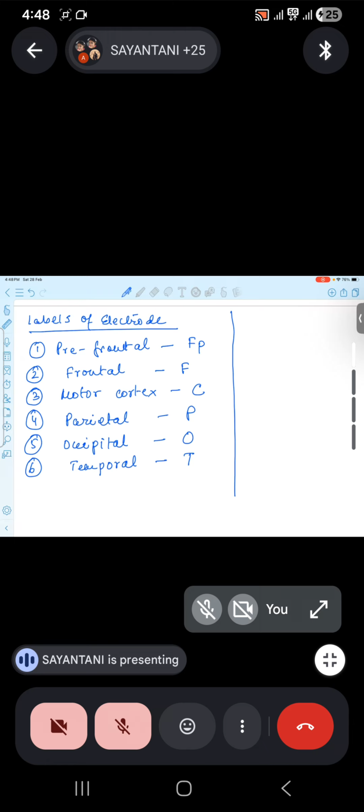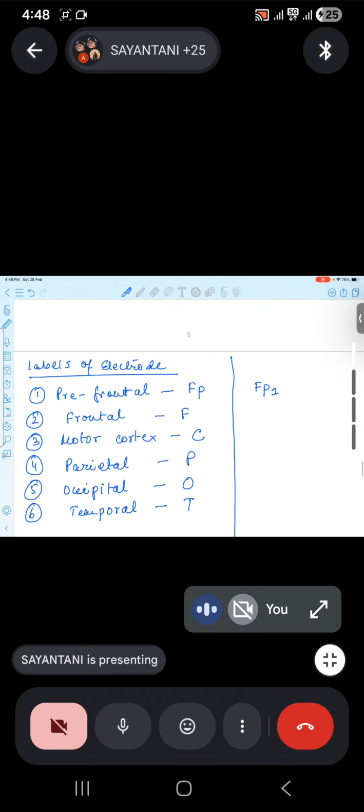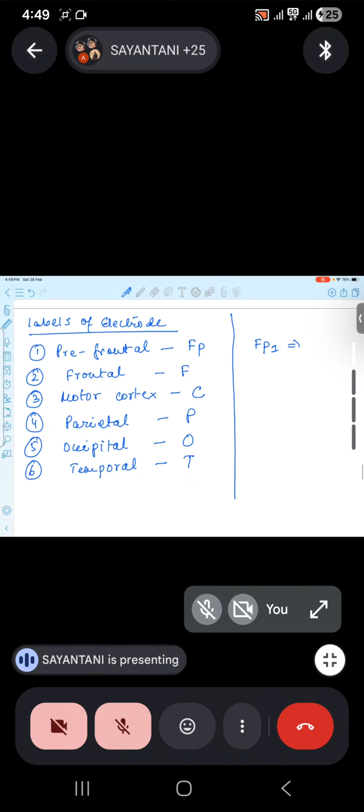so what is the final labeling? So the electrodes are labeled like this, FP1. So where will I place this electrode? FP1. You know where odd and even electrodes are placed. You know what FP stands for. So tell me, where will I place FP1? Exactly, on the left side of the prefrontal cortex.